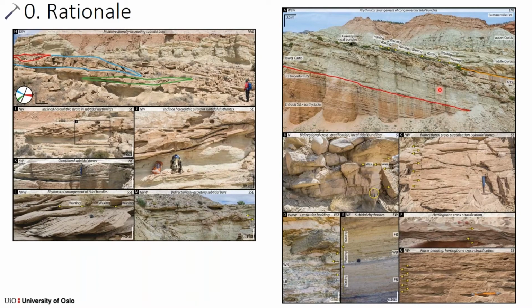We see also at the bar form, the foresets getting thicker and thinner and thicker and thinner in a rhythmical manner. Here as well, there is a rhythmical arrangement of these tidal bundles, with each bundle getting thicker and then thinner. And we also have other beautiful tidal bedforms, like these compound subtidal dunes here. So we have field observations that indicate tidal processes.